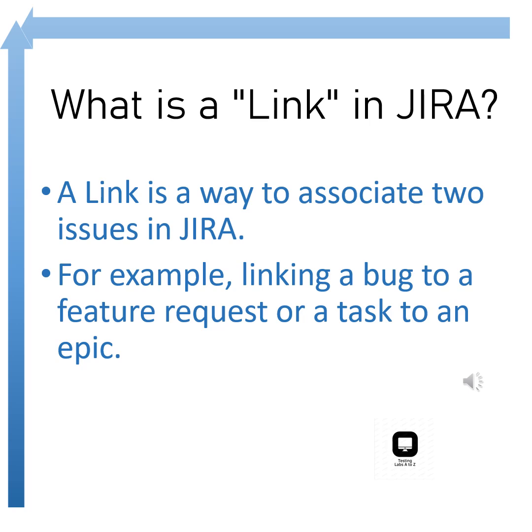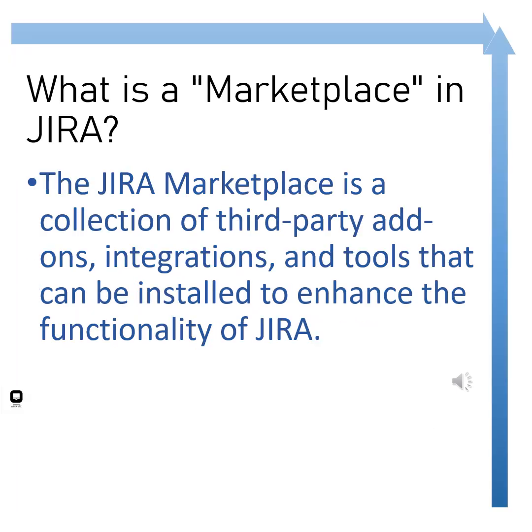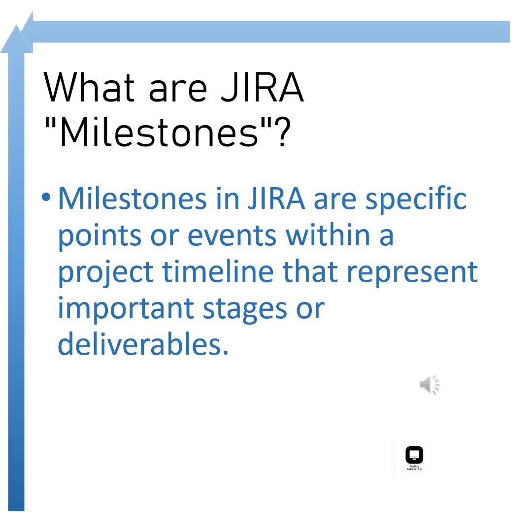So a link is a way to associate two issues in JIRA. For example, linking a bug to a future request or a task to an epic. What is a marketplace in JIRA? A marketplace is a collection of third-party add-ons, integrations, and tools that can be installed to enhance the functionality of JIRA.